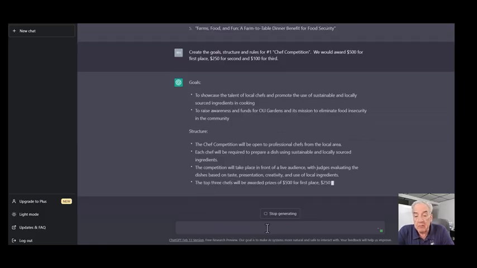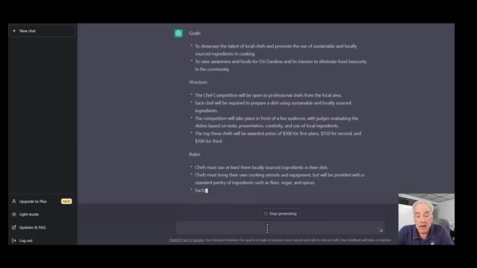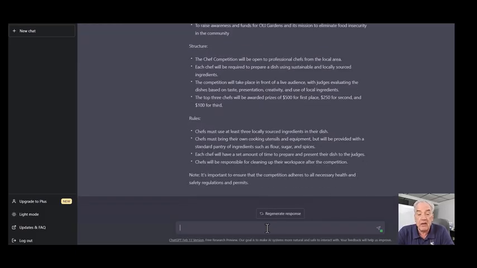We're going to give them locally sourced ingredients and ask the chefs to do it. The chefs must only use locally sourced ingredients. They bring their own cooking utensils. So we're going to obviously have them actually do it during the course of the event. And so it would be really a direct competition for different chefs.